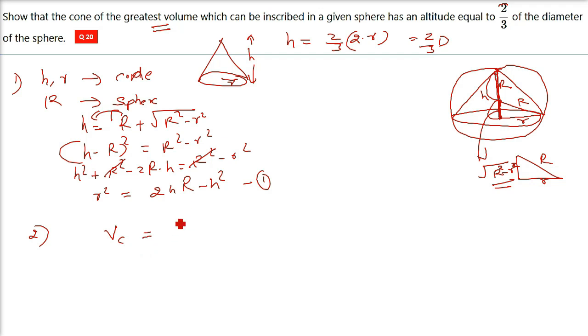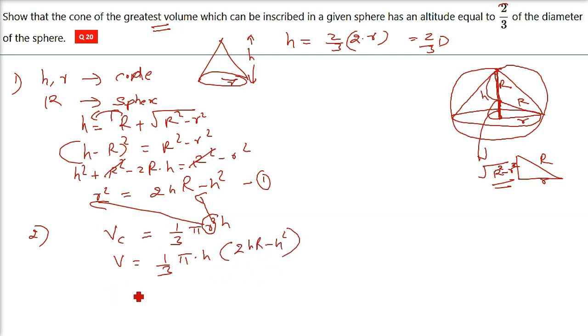Now what is the volume? Volume of a cone is 1/3 pi r square h, because we need to maximize and minimize this only. So pi r square h. Now this r square is coming from the first step. In the first step we have computed this r square already, and I am replacing this small r square with 2 into h into capital R minus small h whole square. So 2hR minus h square. So now you are ready with a relationship for V.